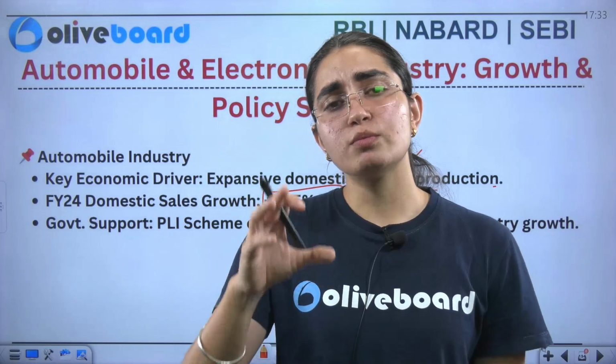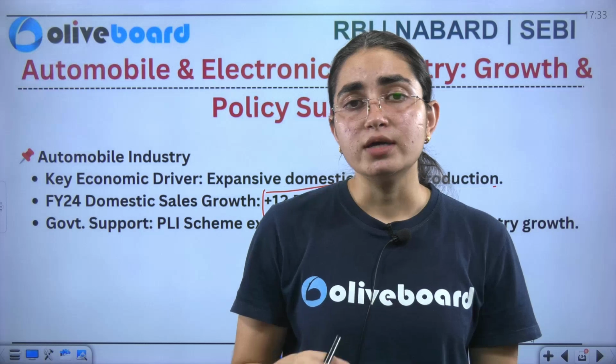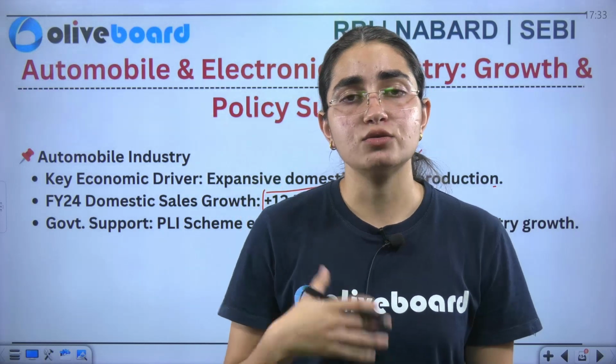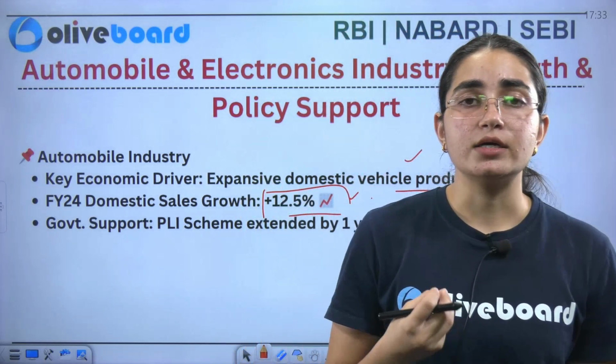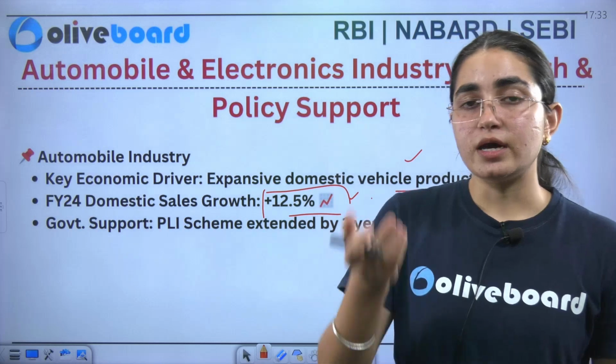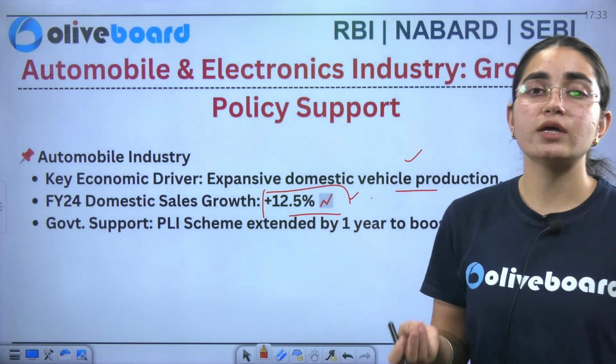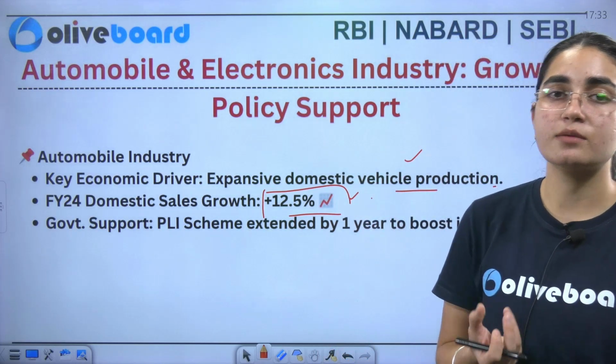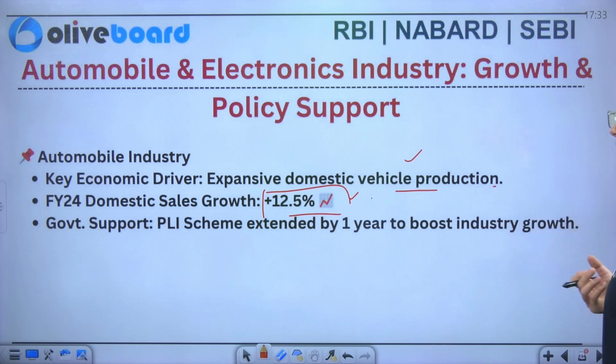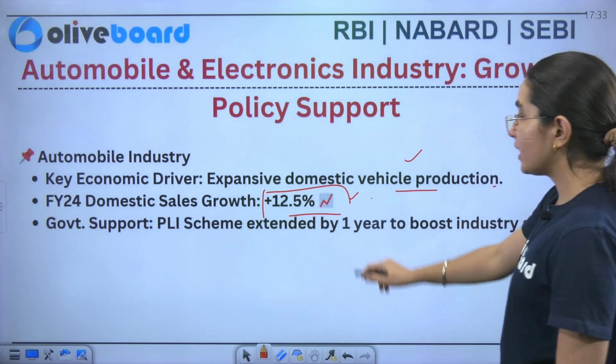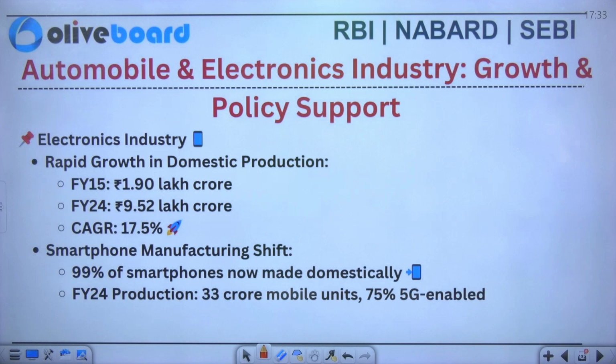That is the reason you can see the automobile sector is continuously declining the prices of cars and EVs as well. They are continuously decreasing prices so that people get attracted and start purchasing cars as well as vehicles. What is the government support? PLI has been extended by 1 year.